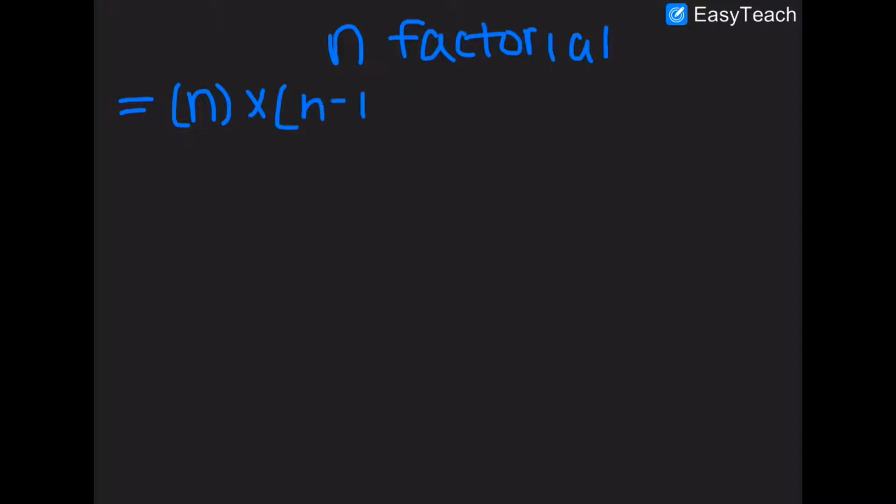So we say that n factorial is equal to n times n minus 1 times n minus 2 all the way down to 3 times 2 times 1. Essentially, you can say that n factorial is taking n and multiplying it with all the numbers down to 1.